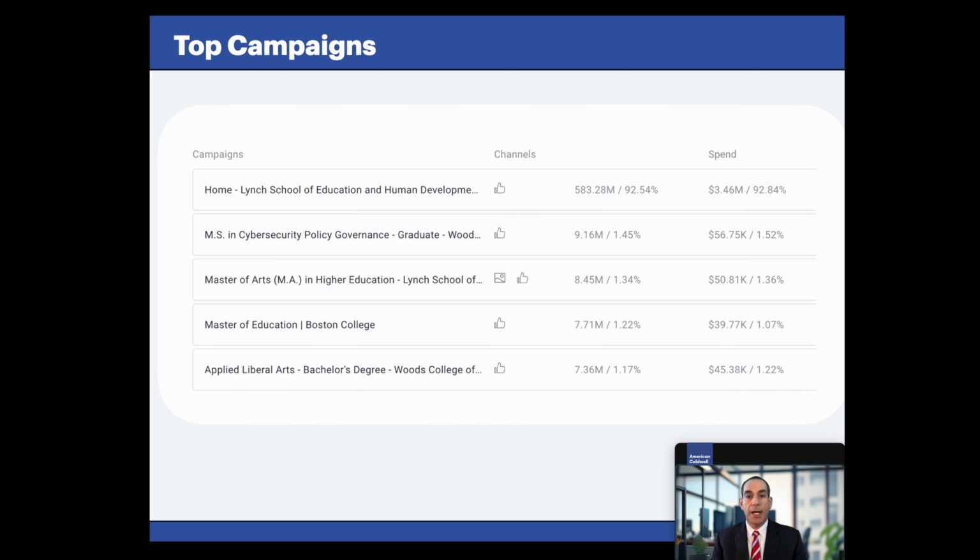If we look at some of their top campaigns, these are the 5 biggest campaigns that we saw out in the wild. The first is the Lynch School of Education and Human Development, where $3.46 million was spent. And again, these are estimates, so keep that in mind. And it was shown around 500 or so million times. And then number 2 is a MS in cybersecurity. Number 3 is a master's in higher ed program. Number 4 is a master's in ed program. And then number 5 is a bachelor's degree advertisement.